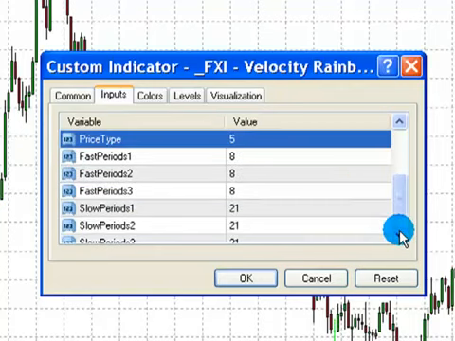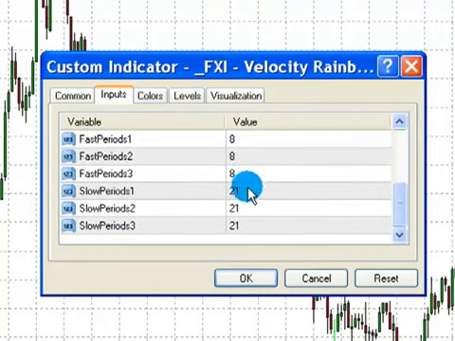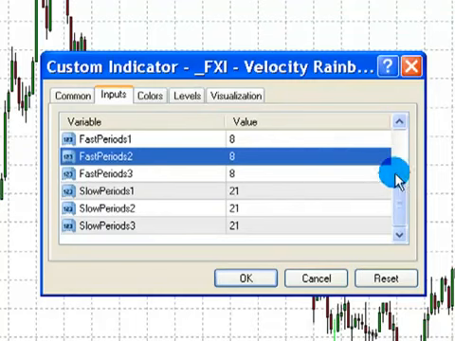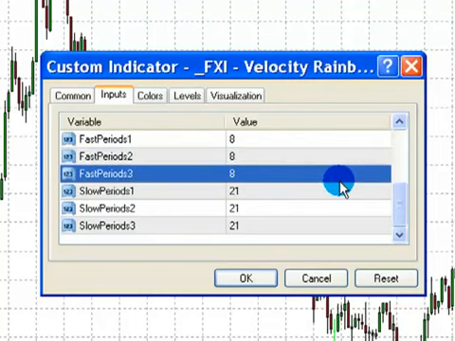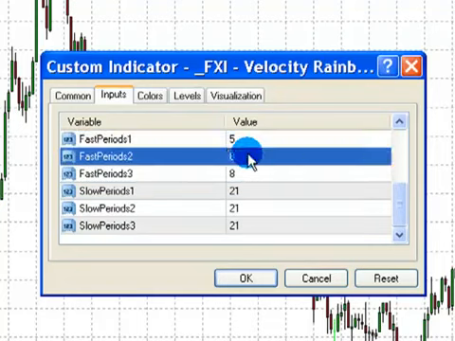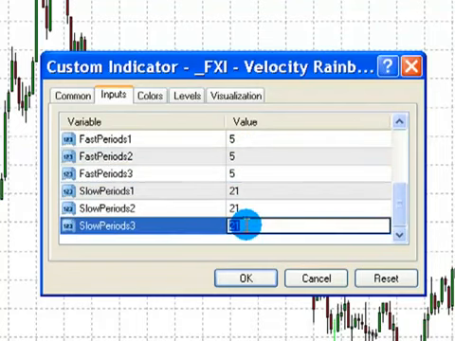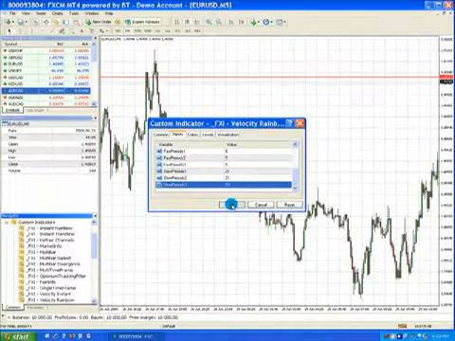Then the last group of settings is the fast periods and the slow periods to look at. Fast period 1 is what is the fast periods for the current time frame. Fast periods 2 is what is the fast periods for the upper time frame, and fast periods 3 is the fast periods for the top time frame. So we're going to use, let's just make this kind of reactive, make it 5, and we're going to just tighten up the top most time frame's slow periods, make that 13, since it's a 30-minute bar, and we're going to take a look at what that looks like.